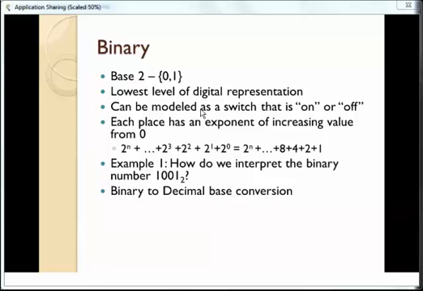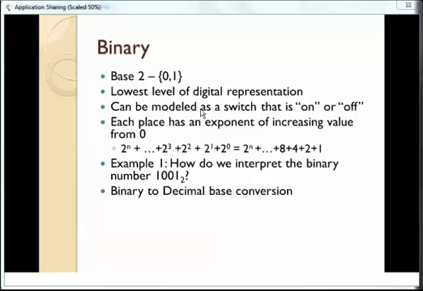Again, each place has an exponent of increasing value from 0. Again, since this is base 2, we have 2 to the n descending down to 2 to the 0 power. And anything to the 0 power is going to be 1. That's critical to know when we're doing our conversion. So you see the various values descending down to 1: 2 to the 3rd power is 8, 2 to the 2nd power is 4, 2 to the 1st power is 2, and 2 to the 0 power is 1.